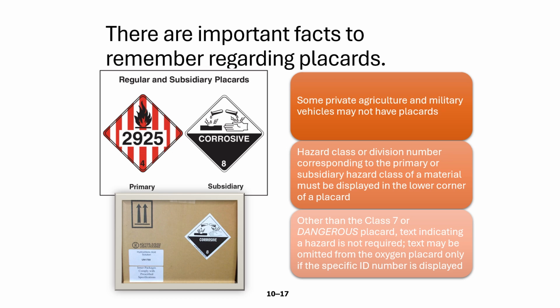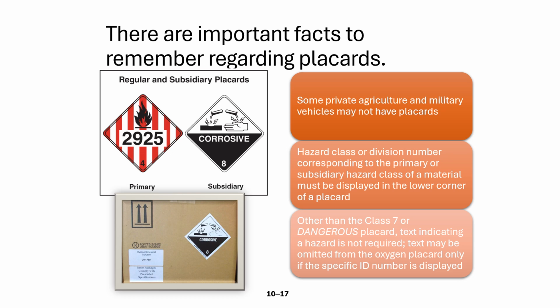Some private agricultural and military vehicles may not have placards, even though they might be carrying significant quantities of a hazardous material. For example, farmers may carry fertilizer, pesticides, and fuel between fields or to and from their farms without any placard.